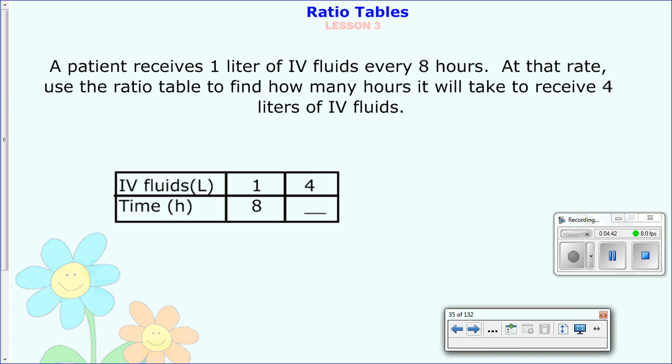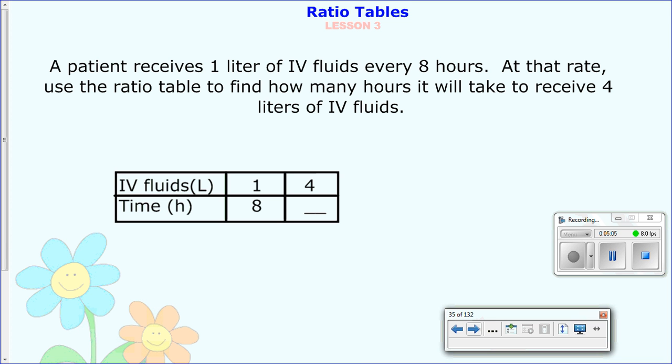So here's this one. A patient receives 1 liter of IV fluids every 8 hours. At this rate, use a ratio table to find out how many hours it would take to receive 4 liters of IV fluids. And again, this one I actually shortened up. I just did 1:8 as 4 something.